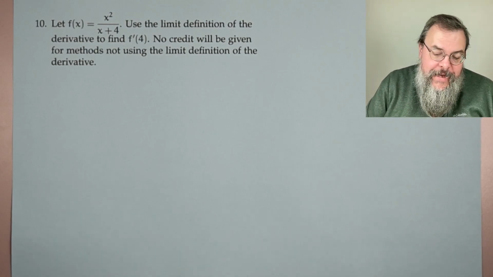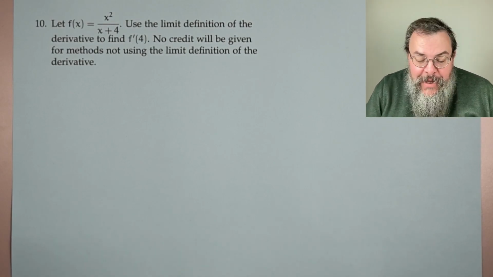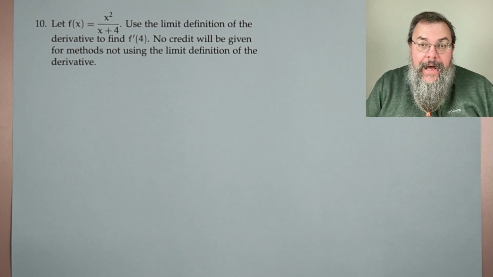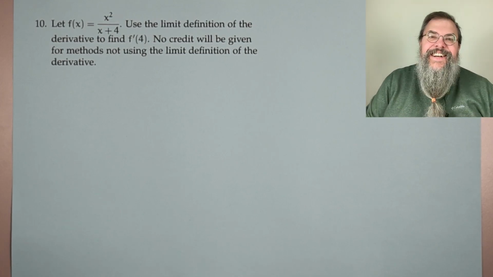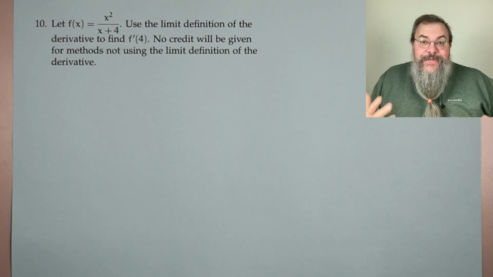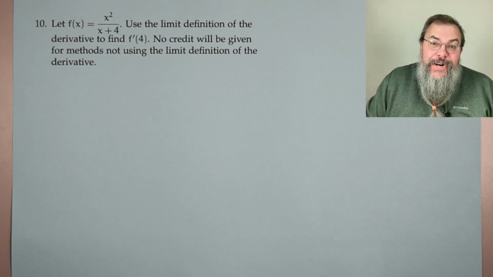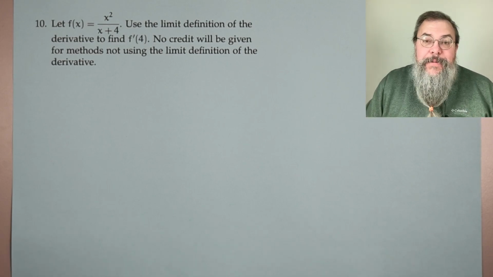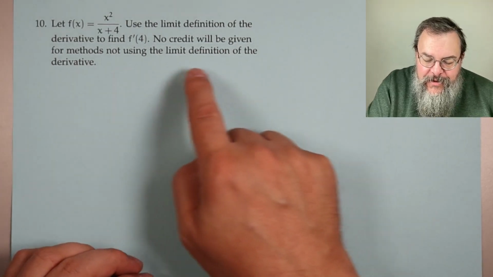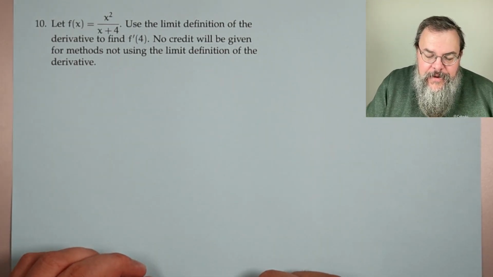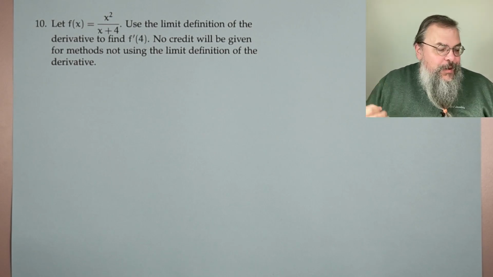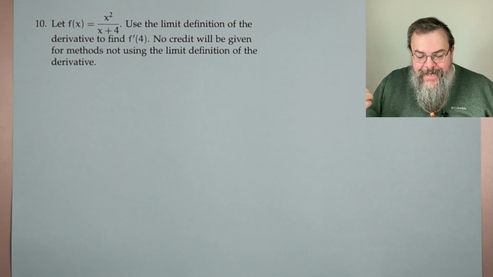Let f of x equal x squared over x plus 4. Use the limit definition of the derivative to find f prime of 4. So we have so far been avoiding using the limit definition, and there's a good reason for that, because that's work. But our time has come. It says no credit will be given for methods not using the limit definition of the derivative. So we definitely better do it because we love credit. We want to get all the credit, right?